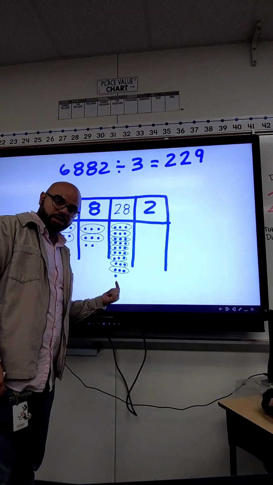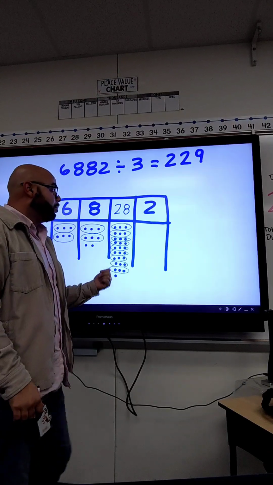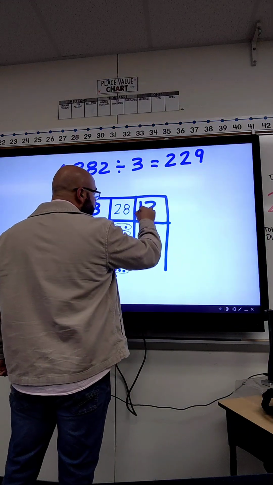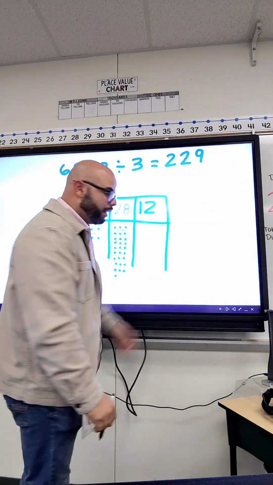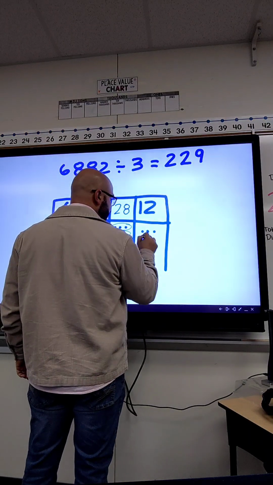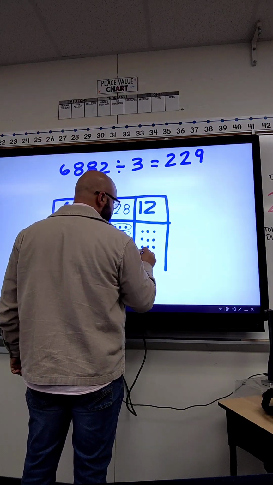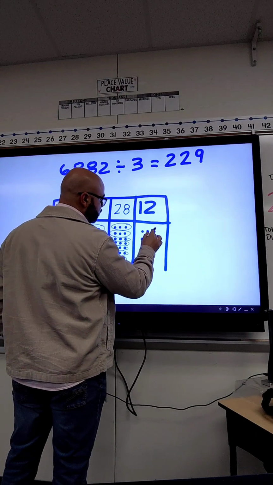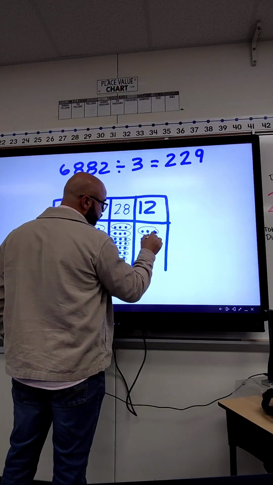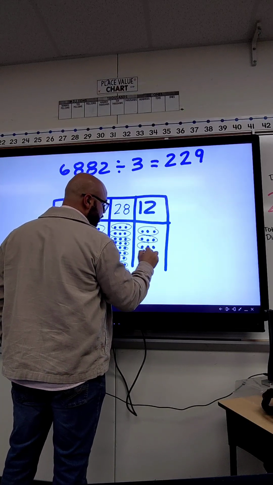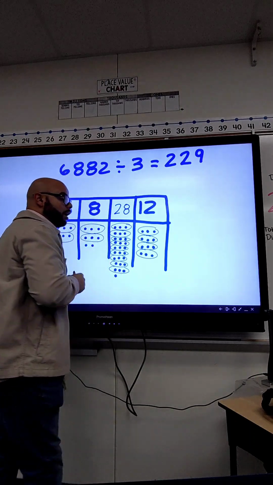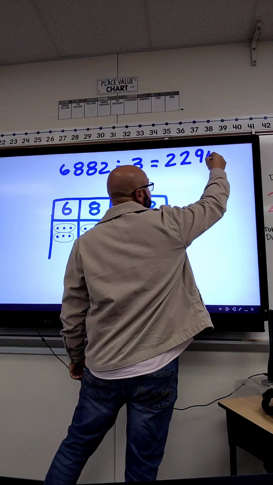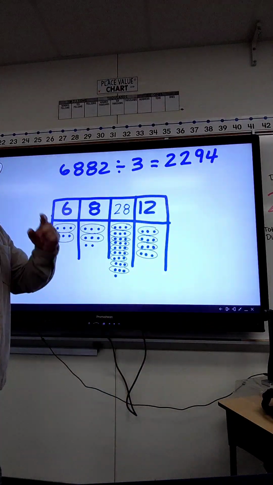This 1 left is considered a 10. So I'm going to add that 10 to my 2 here, making it a 12. Now I'm going to make 12 dots. 1, 2, 3, 4, 5, 6, 7, 8, 9, 10, 11, 12. Now I'll make my groups of 3, which is my divisor. 1, 2, 3, 4. How many groups was I able to make? 4 groups, and that is the last digit in my quotient.